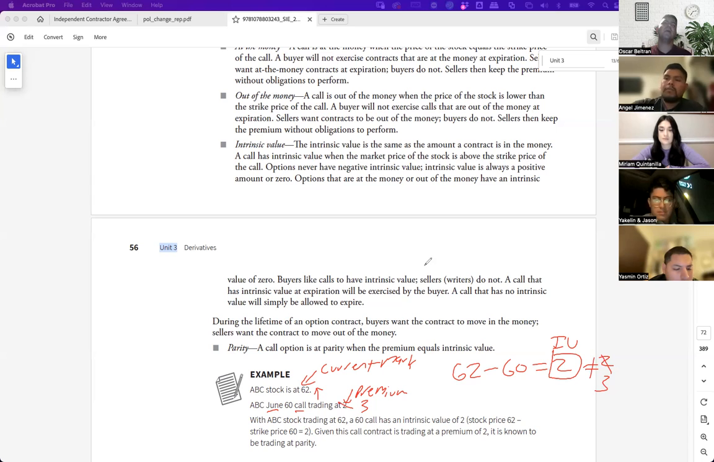Okay. Any questions, or you guys got it? So just to clarify, when they ask you a question, sometimes they'll throw you off and say the call is trading at 5, right? And when you do the subtraction, if it equals 3, that means that there's no parity, right? Exactly. They'll put in whatever numbers they want to throw you off. Okay, for sure.